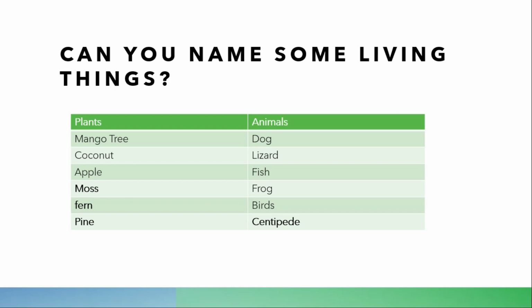But what about the centipede? What do we know about this organism? Yes, it's the same little organism that we call 40 leg. If you're bitten by it, you have to go to the doctor. It is a carnivorous arthropod.